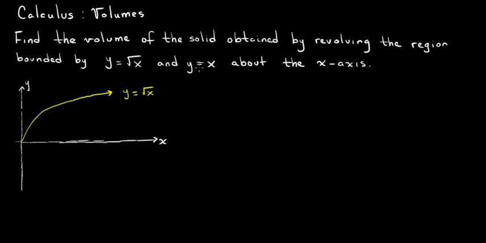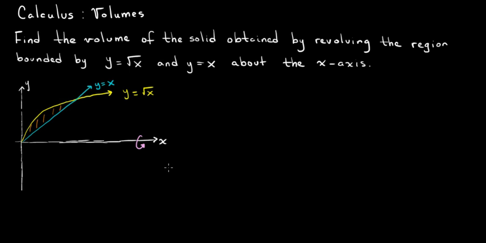And then it says and the curve y equals x. So now we have two curves here. So y equals x, maybe it'll look something like this. So there we go, y equals x, and I want to rotate this region. The region that they're referring to looks like this region right here. So we want to rotate this region around the x-axis.